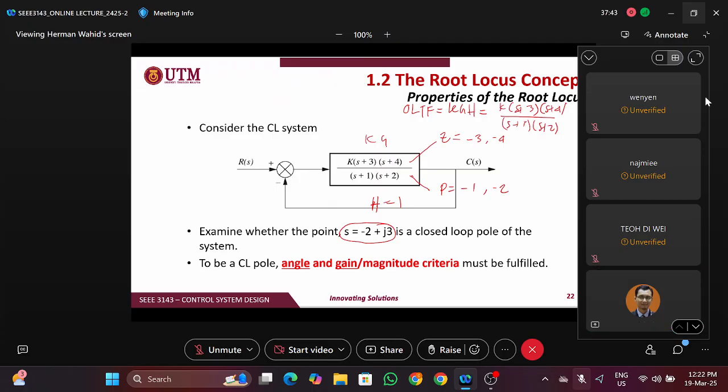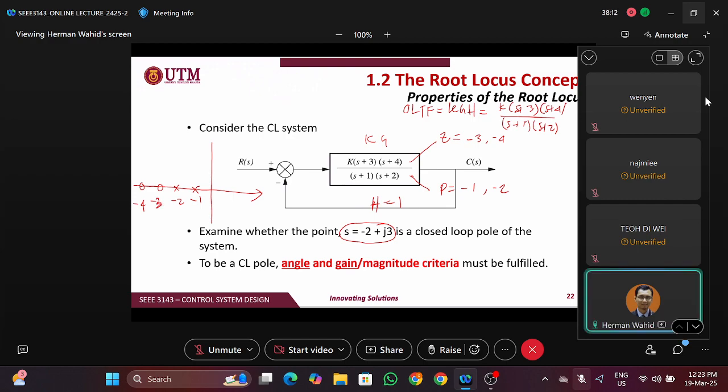Okay, then we locate this on the S-plane. So we have poles equal to negative 1 and negative 2, so we place them here, at negative 1 and negative 2. And we also have zeros at negative 3 and negative 4. So this is the first step.